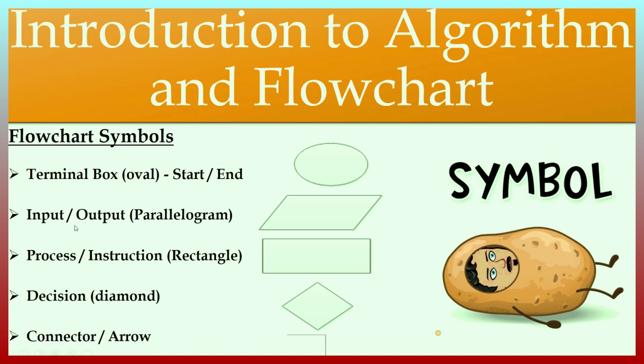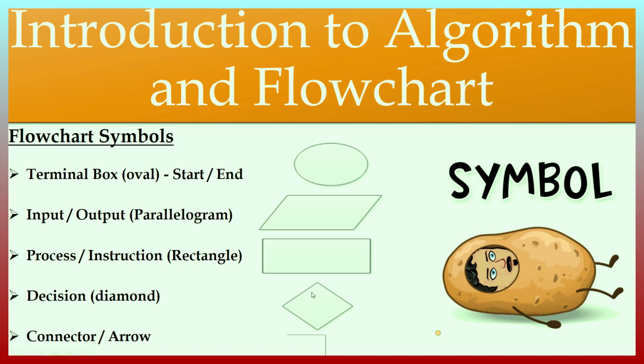Next comes input and output. This is called a parallelogram. For example, in an algorithm, if you're using declare or print, if you want to show or display some value, you use a parallelogram. Process is nothing but addition, subtraction, or if you wish to give some instruction in the algorithm, you replace that step with the symbol called a rectangle. So it's a process or instruction. Next comes decision. If you wish to have a decision, you use a shape called a diamond.